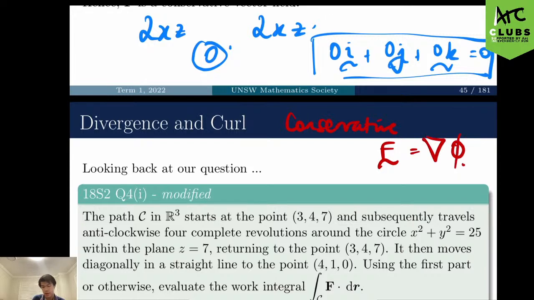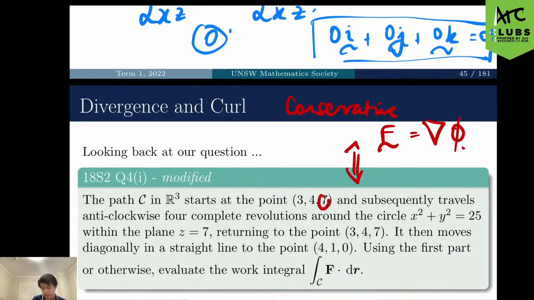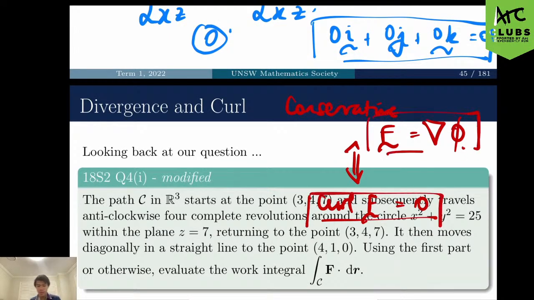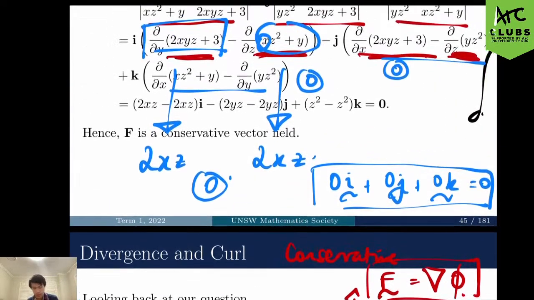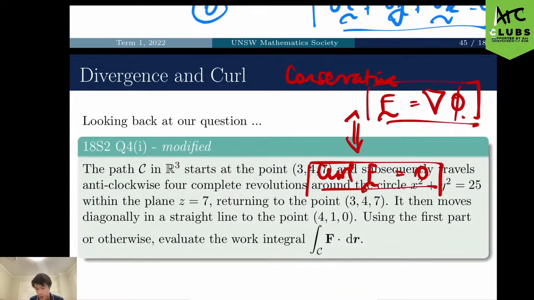Is the same thing as being irrotational. So curl F equals 0. Right? And yeah, we're basically done. Okay, now this gets to the more intense part of the question.